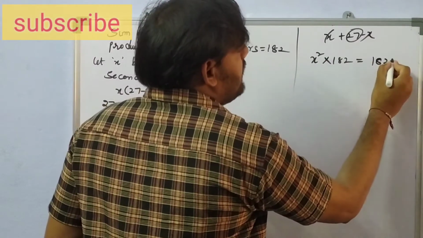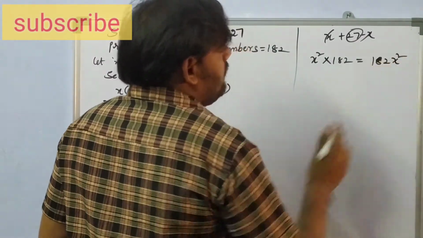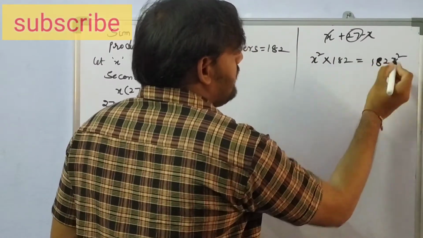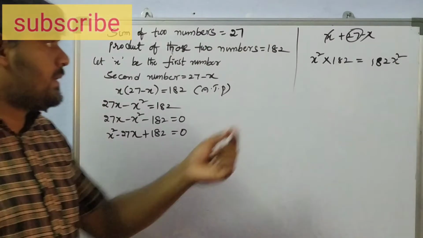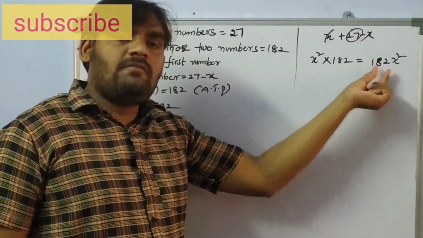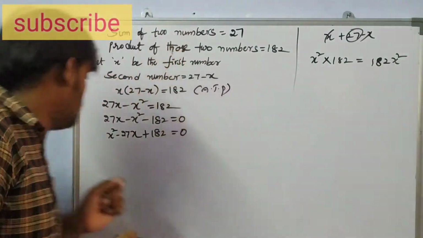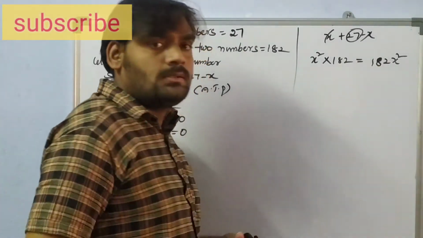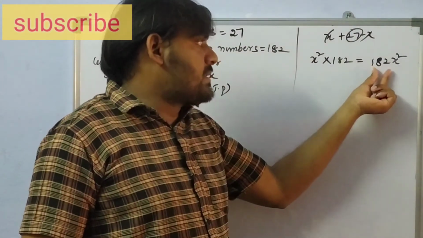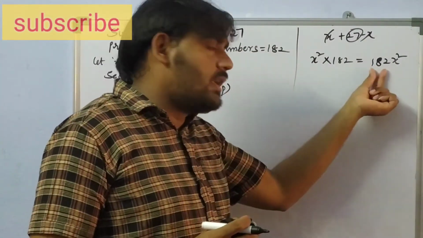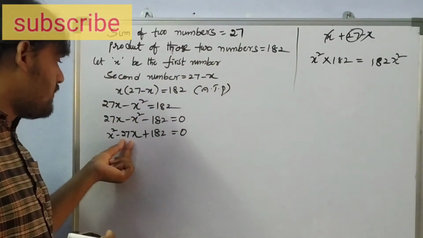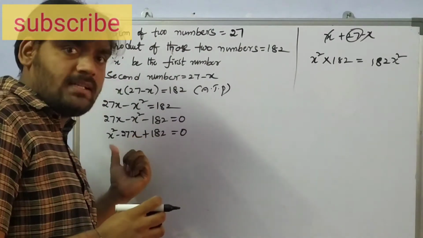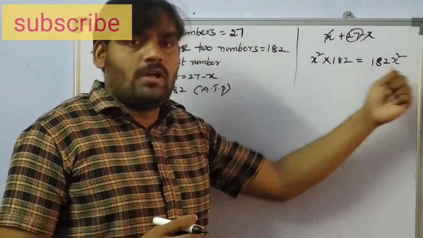We will get 182 x square. When we add two terms, the sum should be equal to minus 27x. So first find two numbers whose product is 182 and whose sum is minus 27. If you include x, then we get the required terms, that is minus 27x in sum and 182x square as the product.